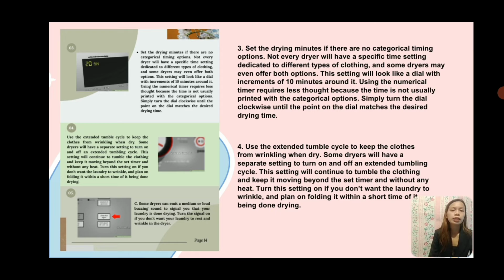And then, fourth step is use the extended tumble cycle to keep the clothes from wrinkling when dry. So, some dryers will have the separate setting to turn on and off an extended tumbling cycle.